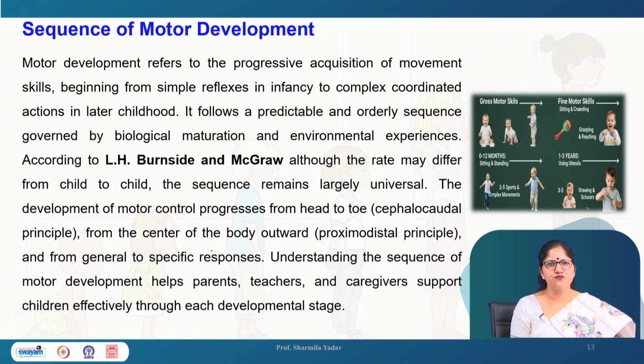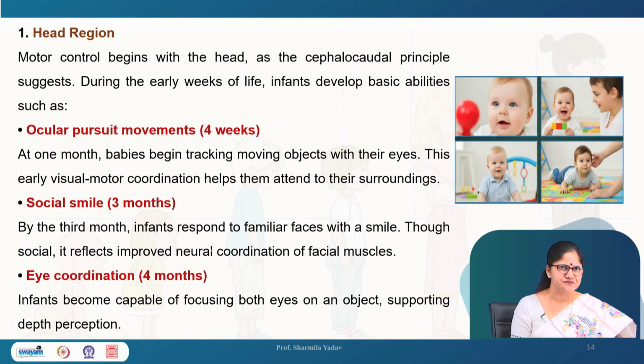The development of motor control progresses, as we already discussed, from head to toe, known as the cephalocaudal principle; from the center of the body towards outward, the proximodistal principle; and from general to specific responses. Understanding the sequence of motor development helps parents, teachers, and caregivers support children effectively through each developmental stage.